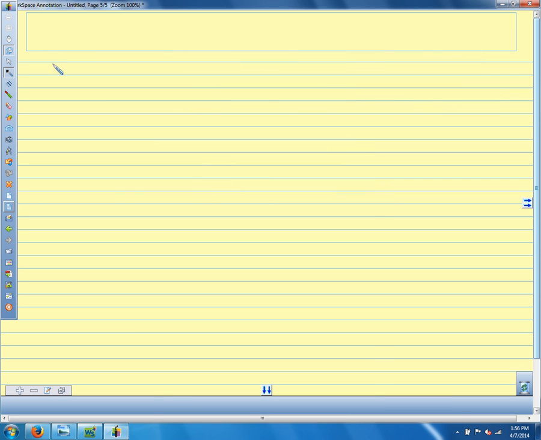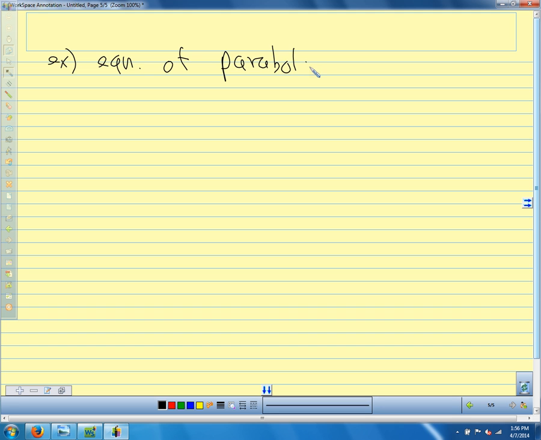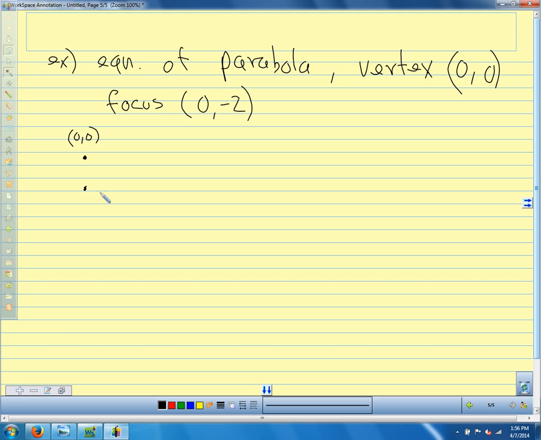All right, let's look at another one. Let's write the standard equation. We want the equation in standard form of our parabola with a vertex at (0, 0) and a focus of (0, -2). So this is an example where it can be helpful to draw a little sketch. So here is my vertex at (0, 0), and here's my focus at (0, -2).